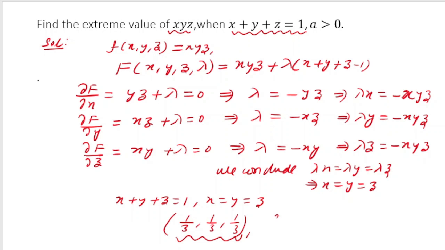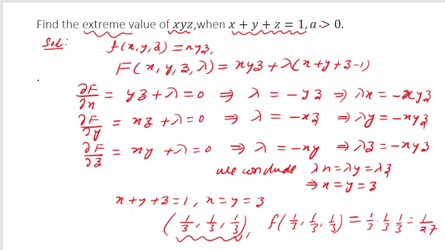Now at the stationary point 1 by 3 comma 1 by 3 comma 1 by 3, the function value is 1 by 3 into 1 by 3 into 1 by 3, that is 1 by 27. So this is the extreme value. They are not asking whether it is maximum or minimum, so I am just concluding that this is the extreme value, that is 1 by 27.